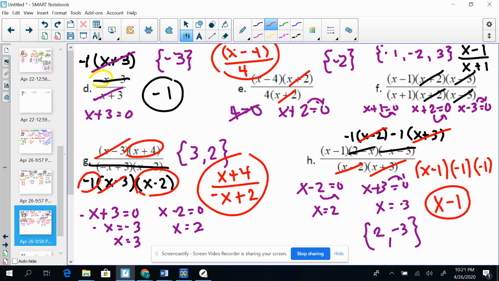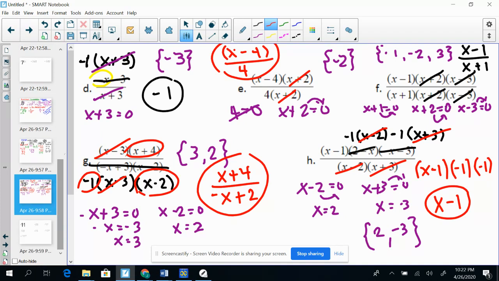All right, so some more practice on simplifying and factoring. And then also added today is setting your restrictions, excluded values, restricted values, extraneous solutions.